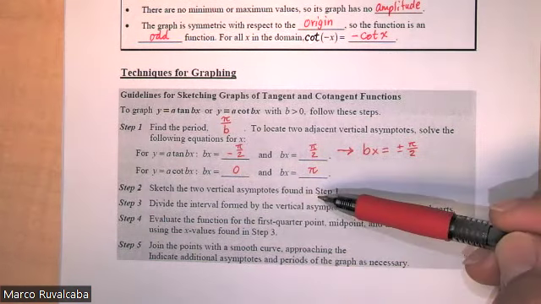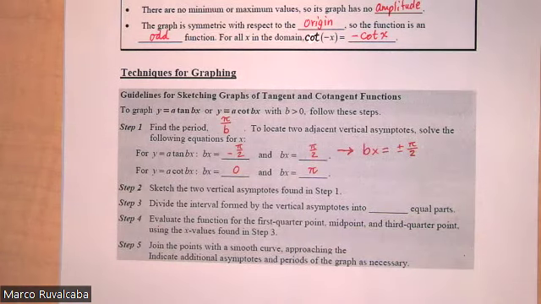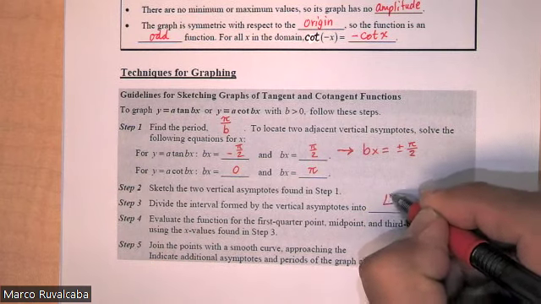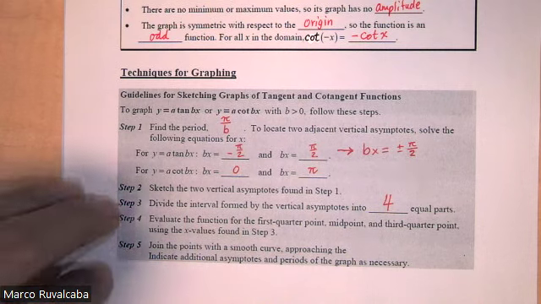We would then sketch the vertical asymptotes, determine the interval that we're going to use, and just like we did for sine and cosine, separate that into four equal parts by dividing the length of the interval by 4. Then we would evaluate the function at those midpoints, the 1, the 0, and the negative 1, and plot those points with a smooth curve. If we have to, we extend it out to more than one period. All right, let's give it a shot.